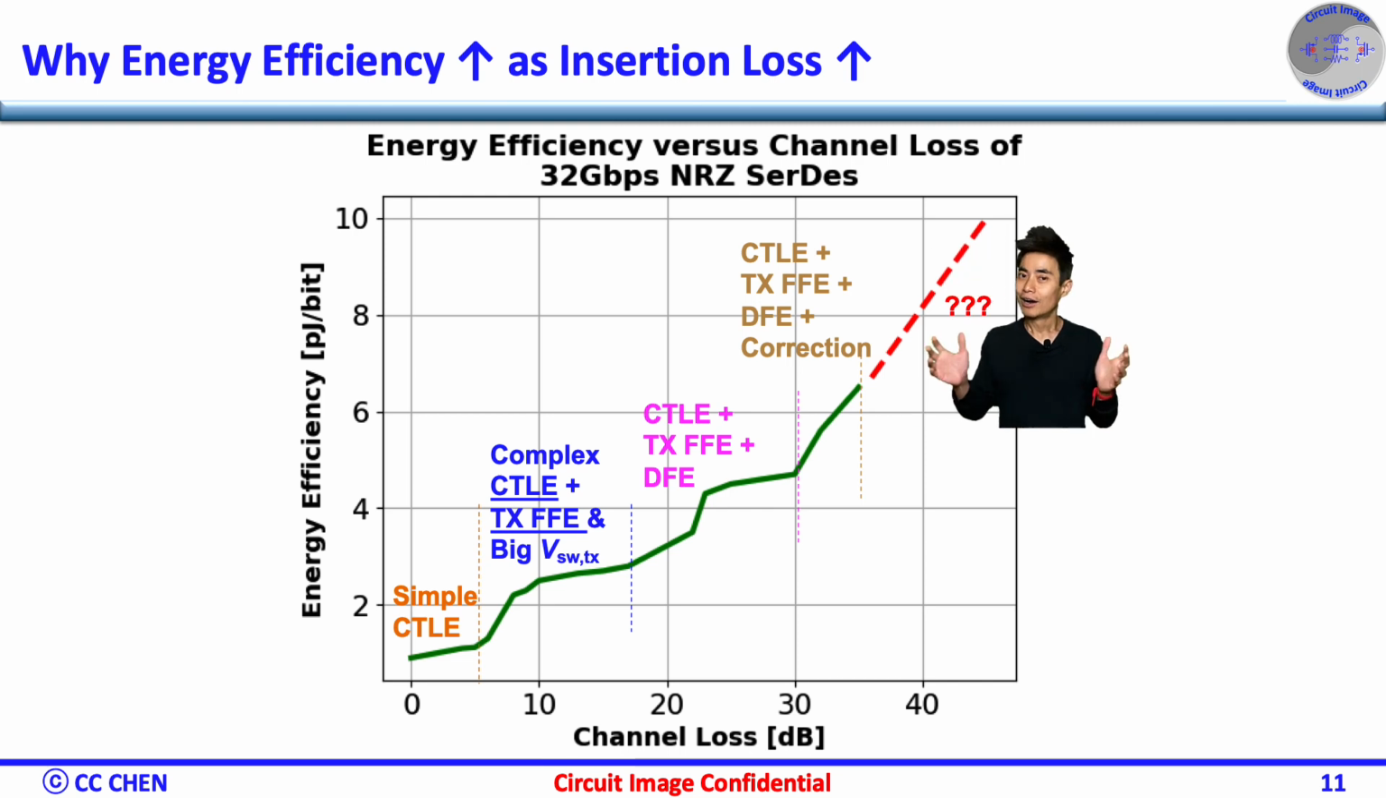Finally, if the channel loss approaches the very long reach, up to 45 dB or higher, what should we do? Correct. Back to PAM4, and the extra DSP may be needed for the ADC-based RX, such that the energy efficiency may go up to 7 picojoule per bit. Hopefully, these EQ images provide an intuitive way of seeing why a higher loss will increase the energy or power greatly along with a lot more complicated circuit blocks here.